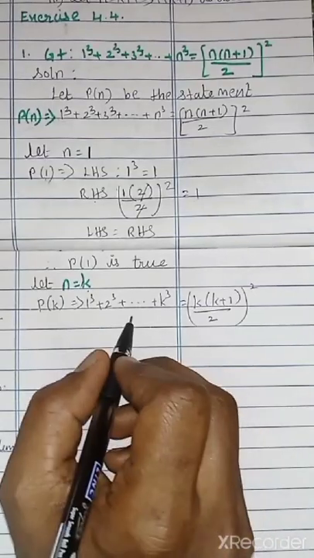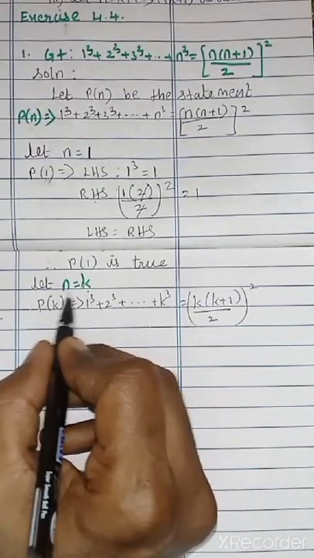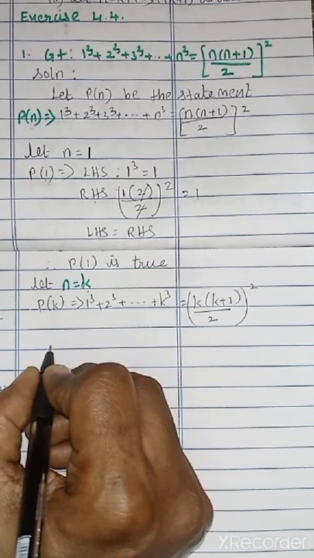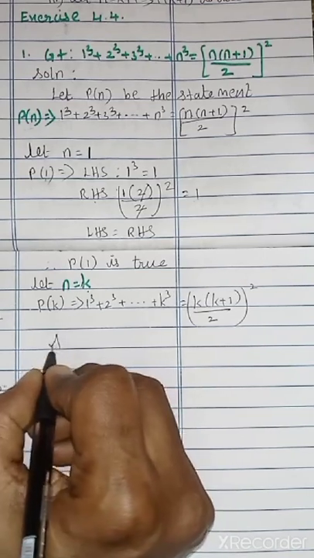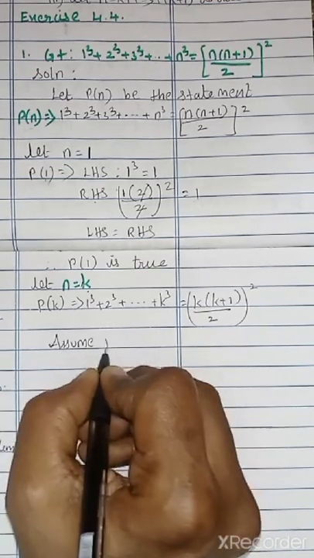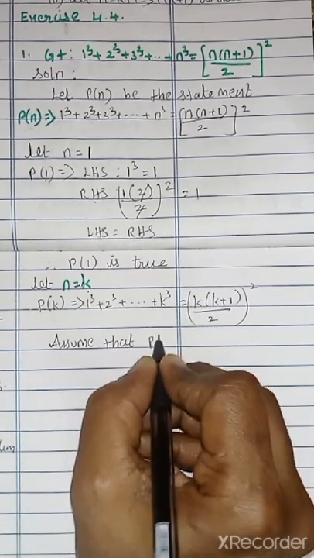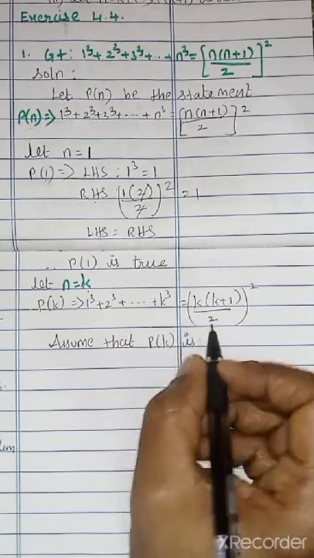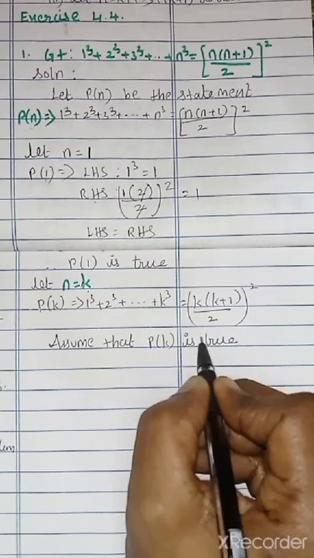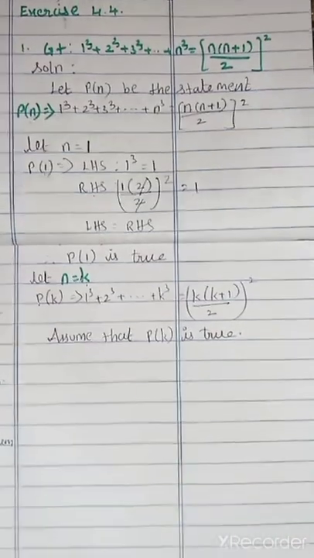Now, second step, we are going to assume that n equal to k is true. So just write down: assume that P of k is true. P of k is true. So the second step is completed.